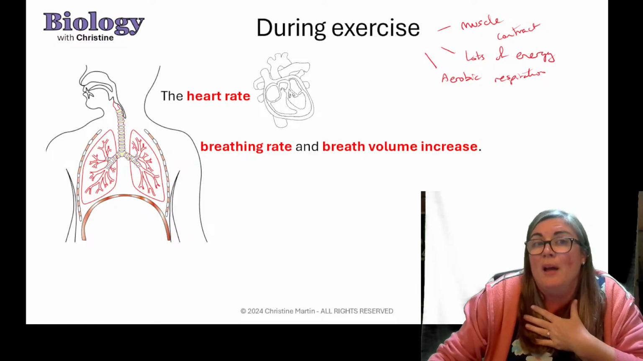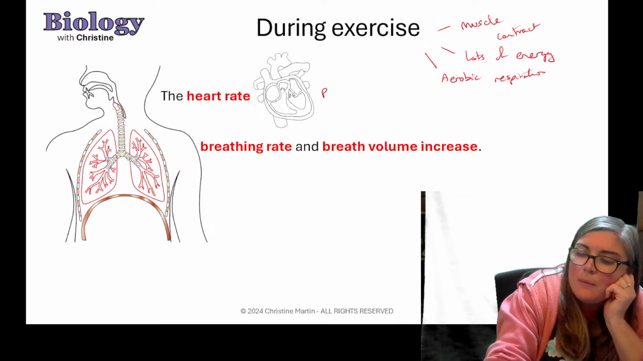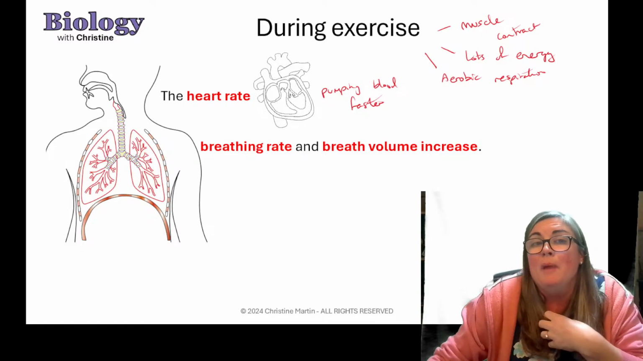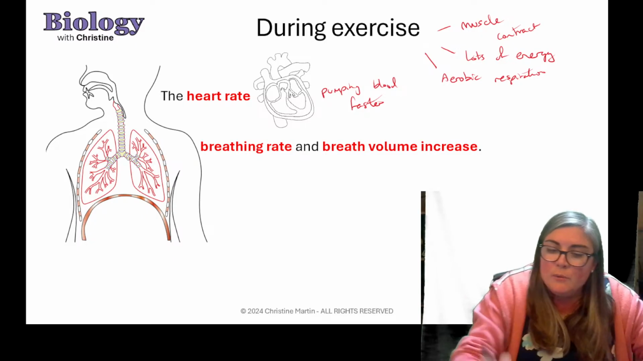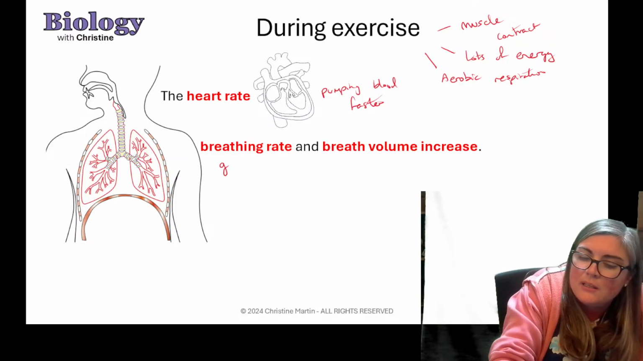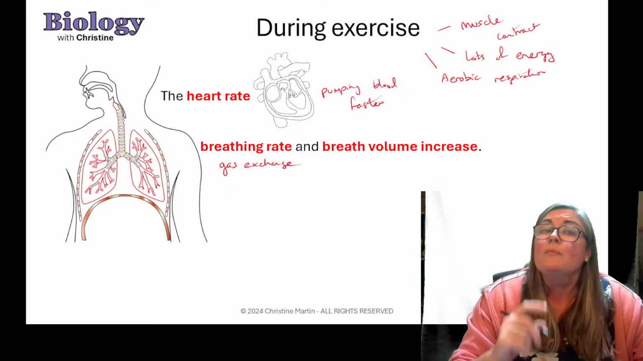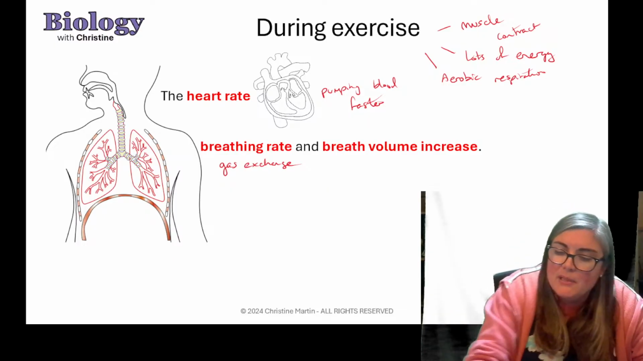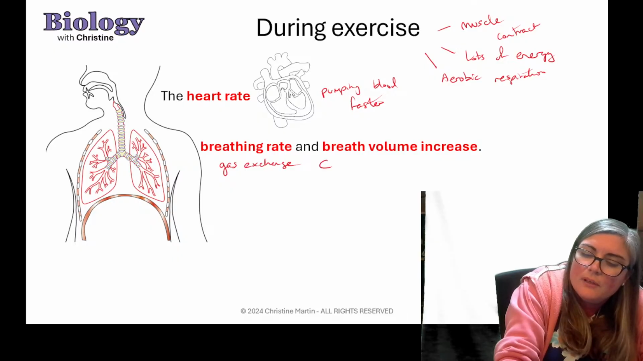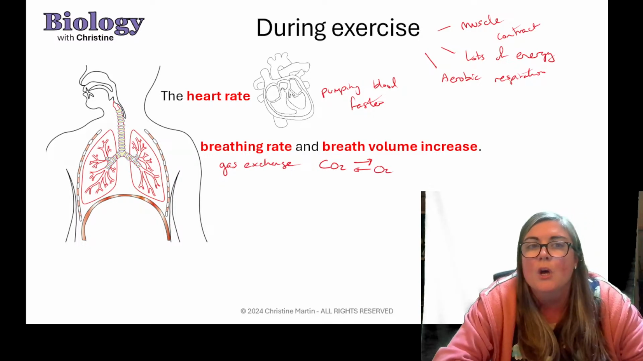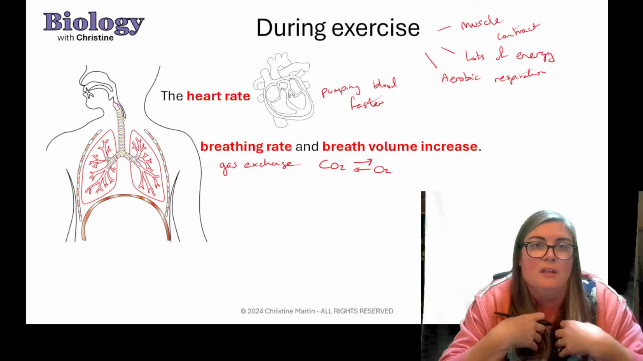So by increasing my heart rate, what I'm actually doing is pumping the blood faster around the body. By increasing my breathing rate, I am going to ensure that there is a faster rate of gas exchange. Because remember, one of my reactants is the oxygen. One of my products is the carbon dioxide. So I need to have CO2 exchanged for O2. So I need to increase my breathing rate.